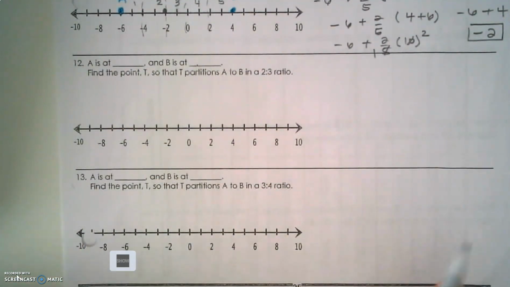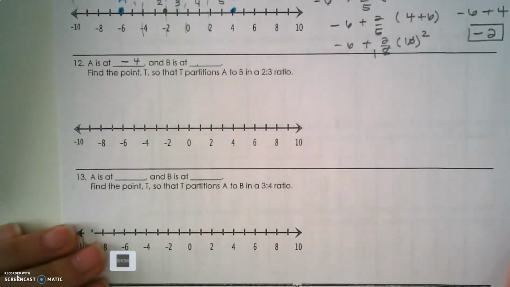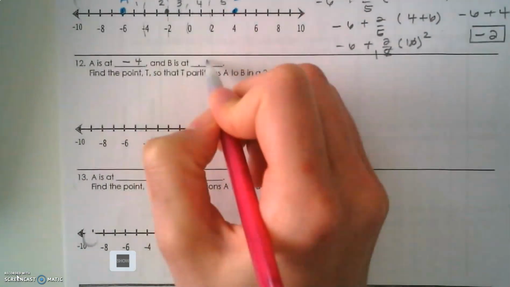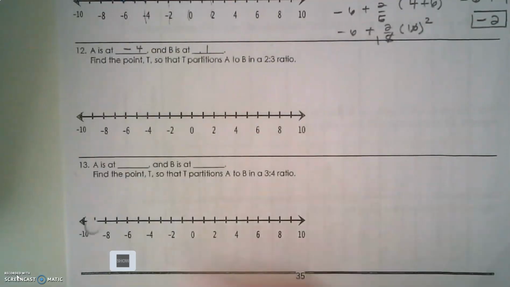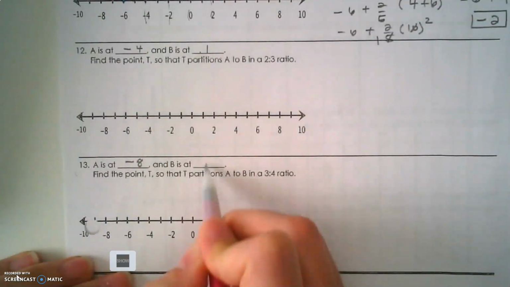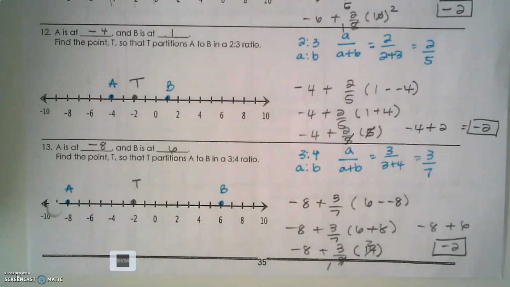Let's practice some on our own and come back and check this example. So let's go from -4 to, where do I want to go? 1. And let's go from down here, let's go from -8 to 6. Go ahead and pause the video and come back and check your answers in a moment. I guess -2 is my favorite number for today because we should have gotten our partition point at -2 for both 12 and 13.